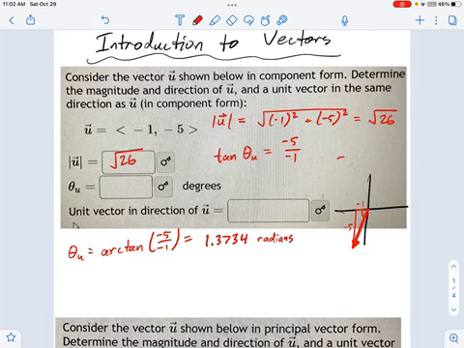Now, for an application like this, it's not the greatest unit. There's times when radians are better. There's times when degrees are better. In this case, I would prefer to have it in degrees. 78.7 degrees. Okay. Now, what's wrong with this picture?